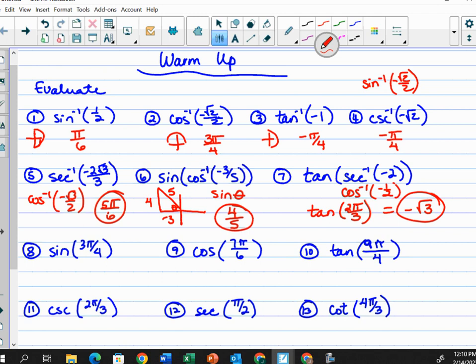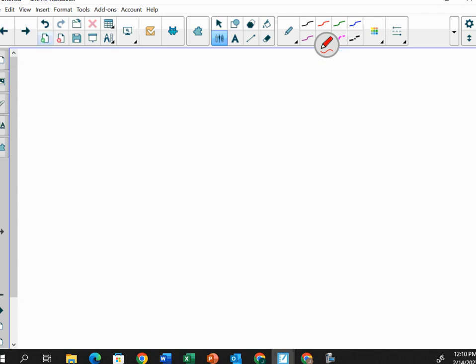Number 5? Yeah. So, inverse secant. You know secant's related to cosine, right? Do you know secant is related to cosine? Okay. So I flip this. That is negative root 3 over 2.